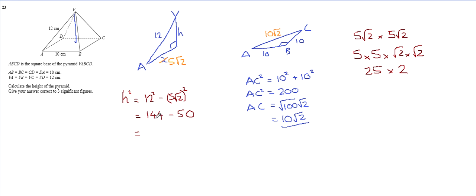So what is 144 take away 50? That's 96. What am I saying? That's 94. Sorry. There we go. Just pop that back on there. Pop a 4 in here. So H is simply the square root of 94. Now use your calculator because it wants it to 3 significant figures, but I'm going to stop here because I don't have one.